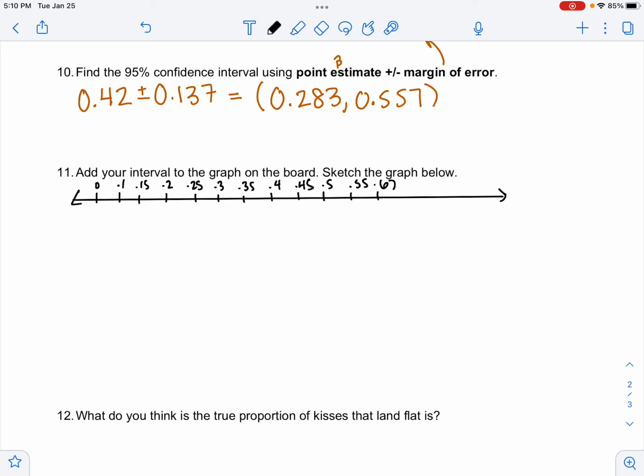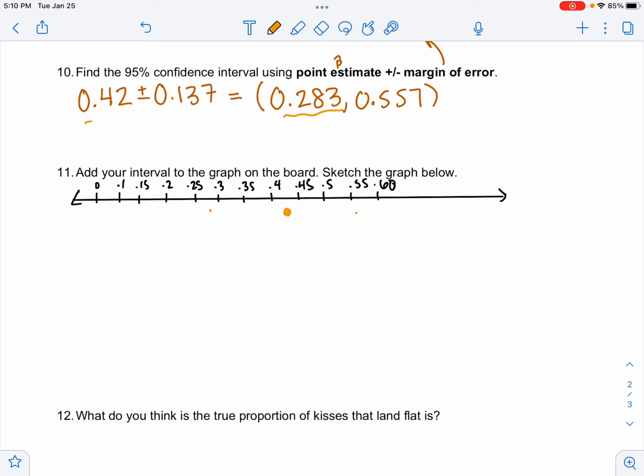All right. 0.60. Okay. Now, what does this look like on the graph? I'm going to go with my lower end here, so 0.283, and estimate that would be about here. I'm going to go with the upper, which is 0.557, maybe about here. And I'm going to draw my actual point in the middle, which is at my point estimate. So I'm going to do the 0.42 right here.